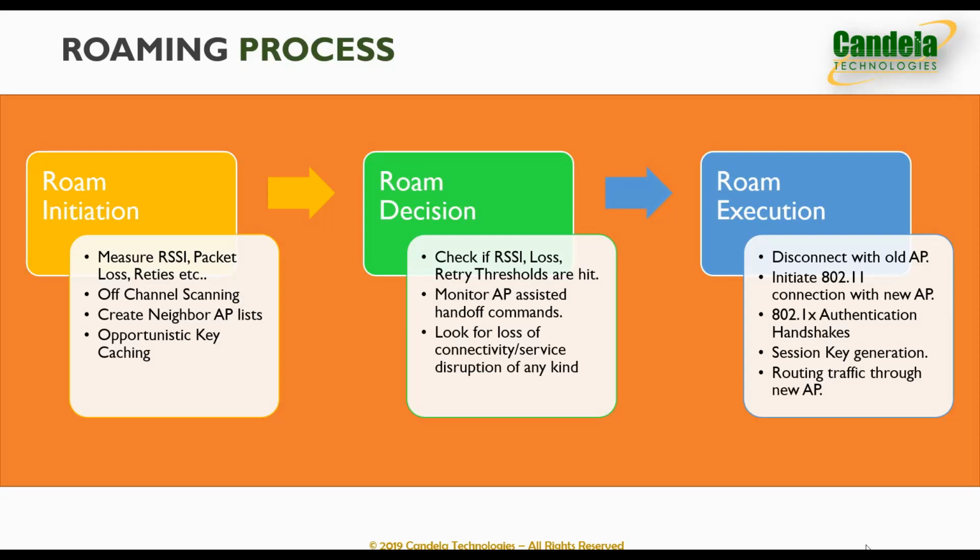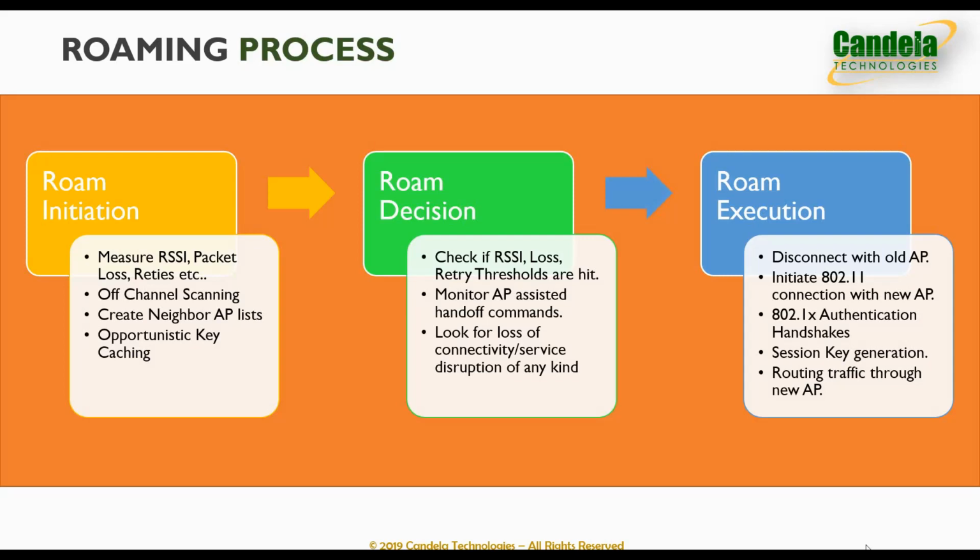The roam decision is the second step, where the station makes the decision on when to roam. This step has also traditionally been a station function, and the station can decide to roam based on various thresholds like RSSI, signal to noise ratio, percentage of retries, and so on. But in new protocol extensions like 11v, the AP can assist and in some cases even force the roam decision on the station.